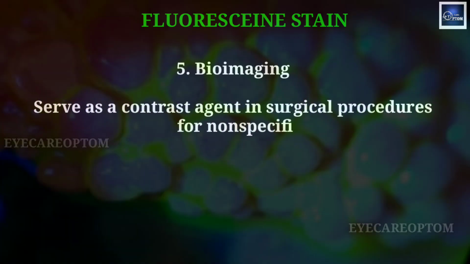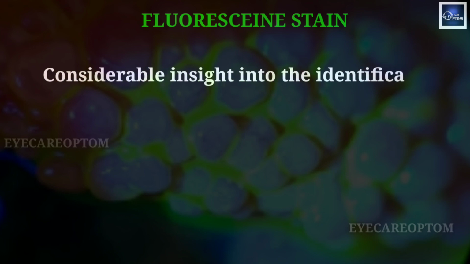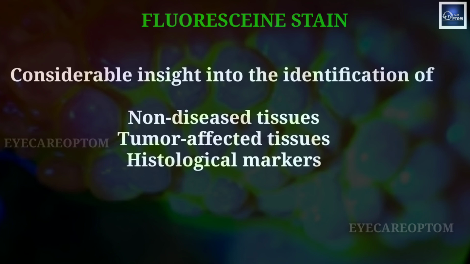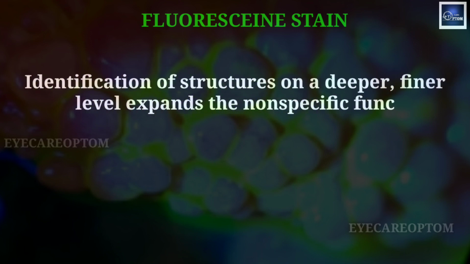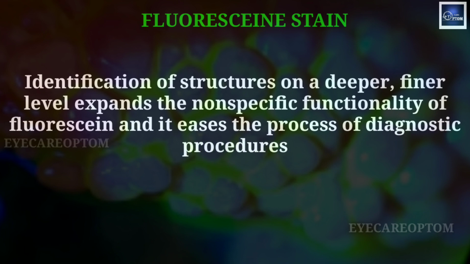And also it is used in bioimaging. Fluorescein can serve as a contrast agent in surgical procedures for non-specific identification of anatomic arrangements. It will give us considerable insight into the identification of non-diseased tissues, tumor-affected tissues, or histological markers. Researchers are saying the identification of structure on a deeper, finer level expands the non-specific functionality of fluorescein, and it eases the process of diagnostic procedures.